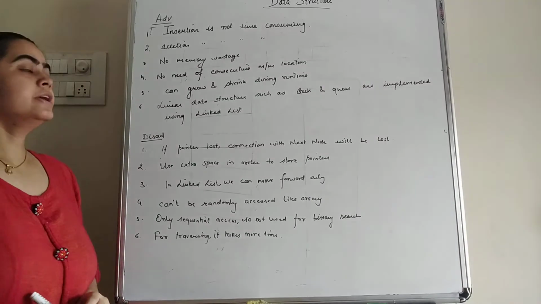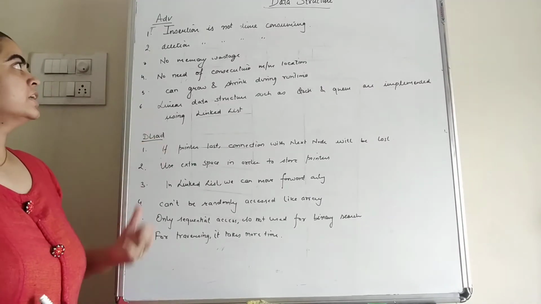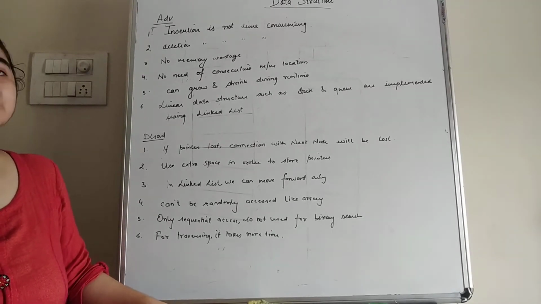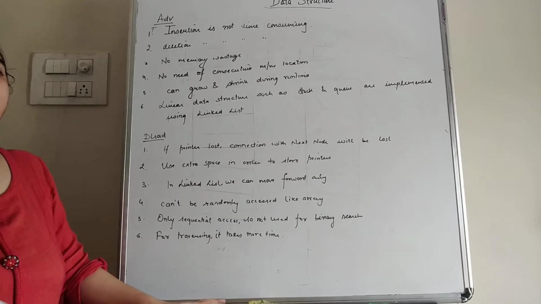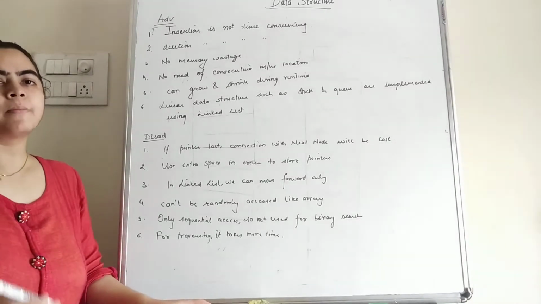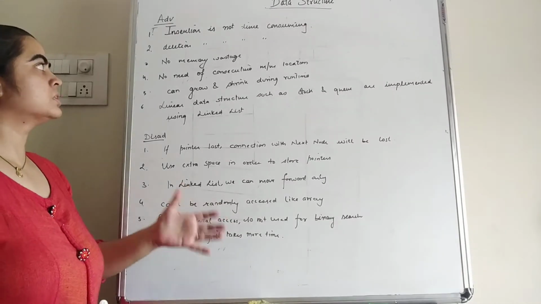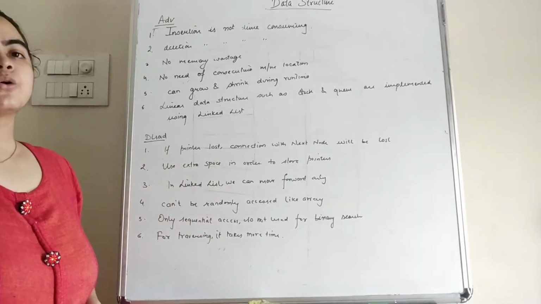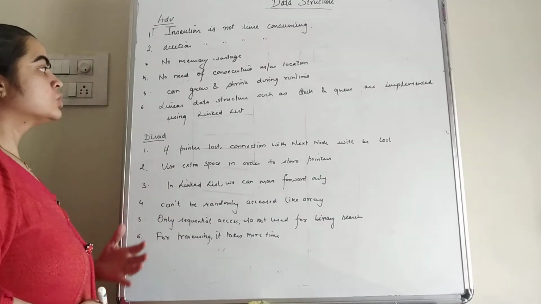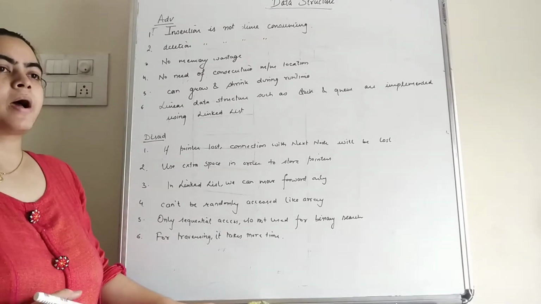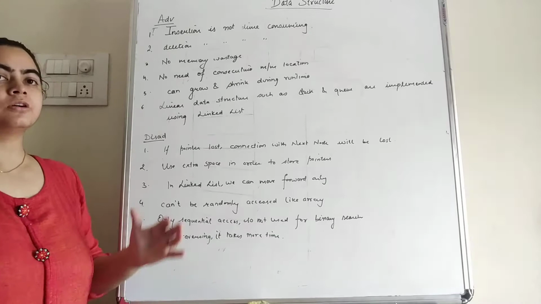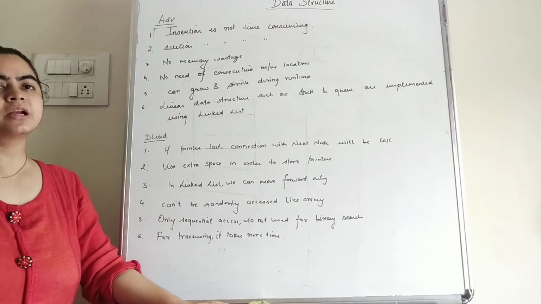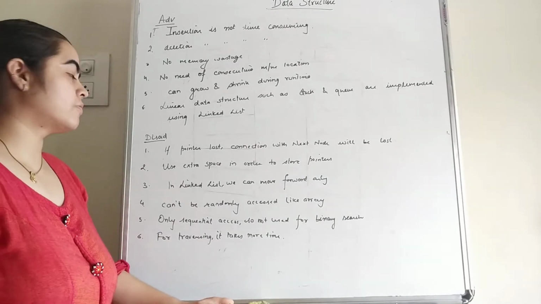Next one is there is no memory wastage. So students, in case of the linked data structure, there is no memory wastage because it is the dynamic memory allocation. That means according to the requirement of the user, the memory is allocated to the user. So that means there is no wastage of memory. Likewise in the arrays, we can allocate the memory during the compile time, so there are the chances of the wastage of memory in the arrays, but there are no chances of the wastage of memory in case of the linked list because we can allocate the memory dynamically during the runtime according to the requirements of the users.